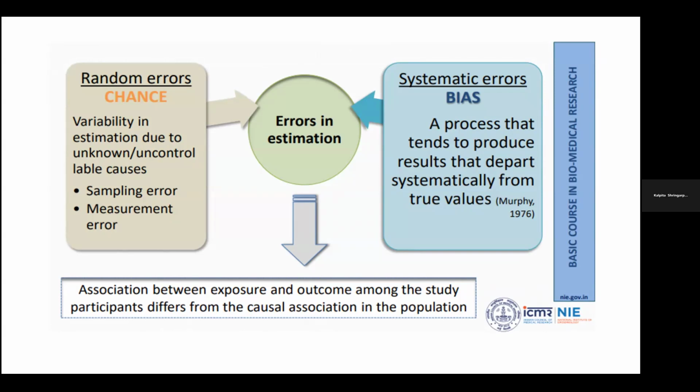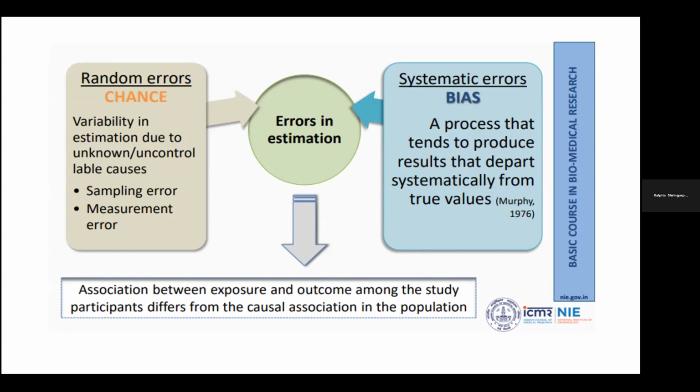So there are 2 types of errors. One is the random error, second is the systematic error. Random error is by chance. It is usually due to sampling error, due to errors in measurements. Mostly they are information biases. And there are certain systematic errors which are known as bias.